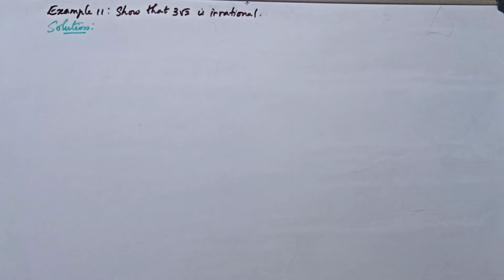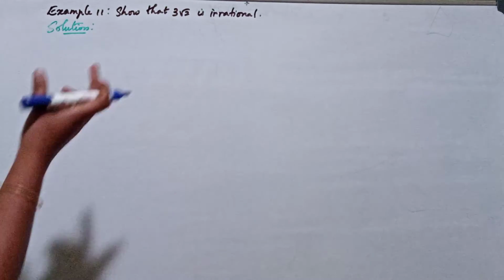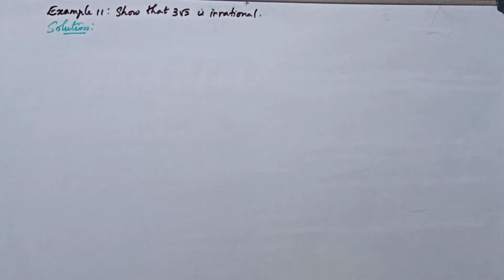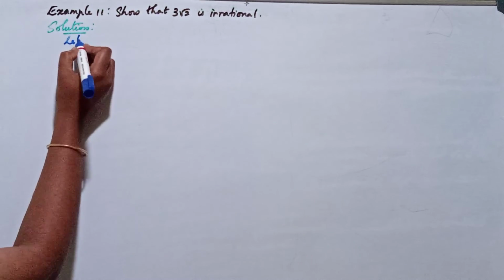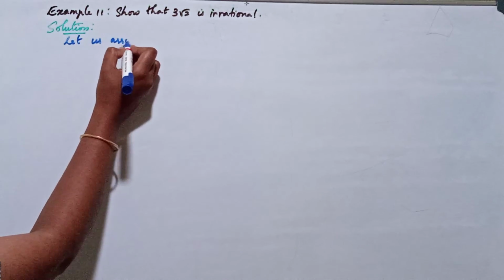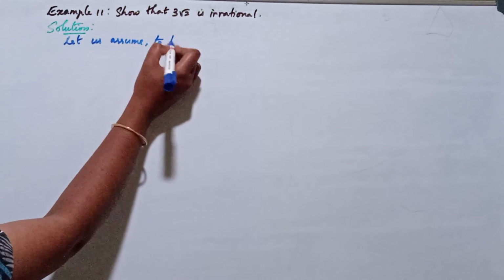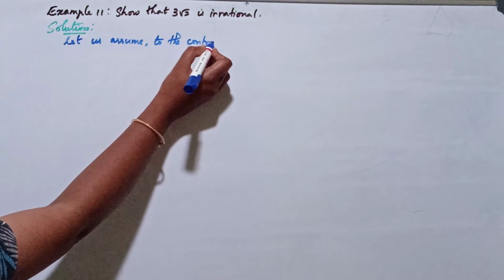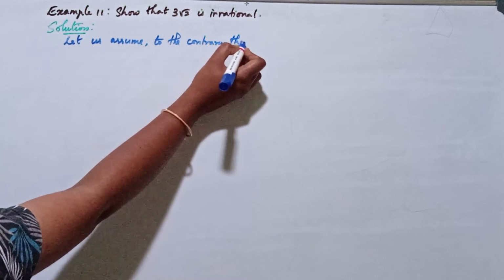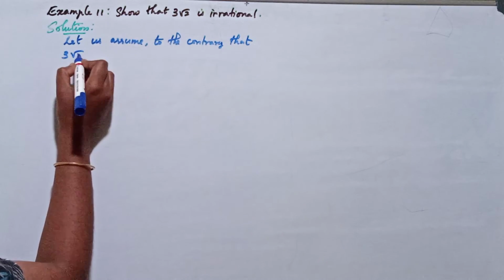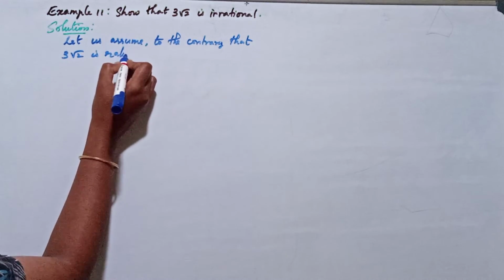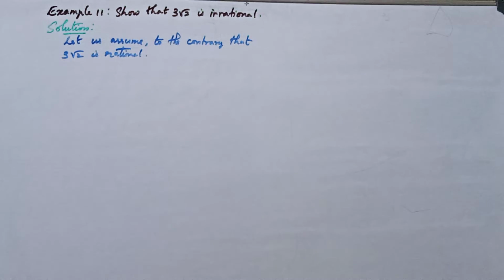So the next question is, show that 3 root 2 is irrational. So what we have to do, just like the last problem, we are going to take the contrary. We are going to assume that the given number is a rational number. So let us assume to the contrary that 3 root 2 is rational. You are going to take it as a rational number.